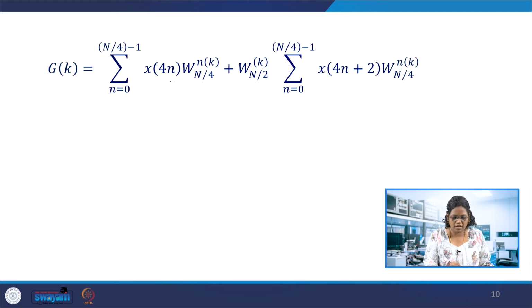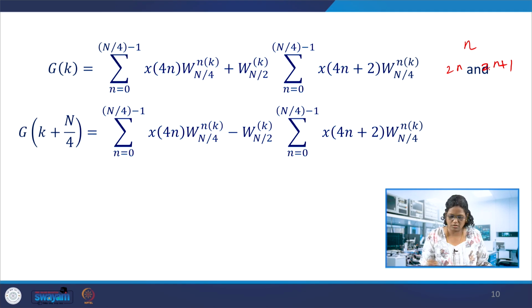So these G of k's, which we said are indexed by 2n, we again divide into 4n and 4n plus 2, and 2n plus 1. So we again split this 2n into 2n and 2n plus 1. So G of k is the one equation, and when we divide, x of 2n becomes 4n now, and it becomes 4n plus 2. So we can see the changes in n, and the summation also varies from 0 to N by 4 minus 1 here as well.